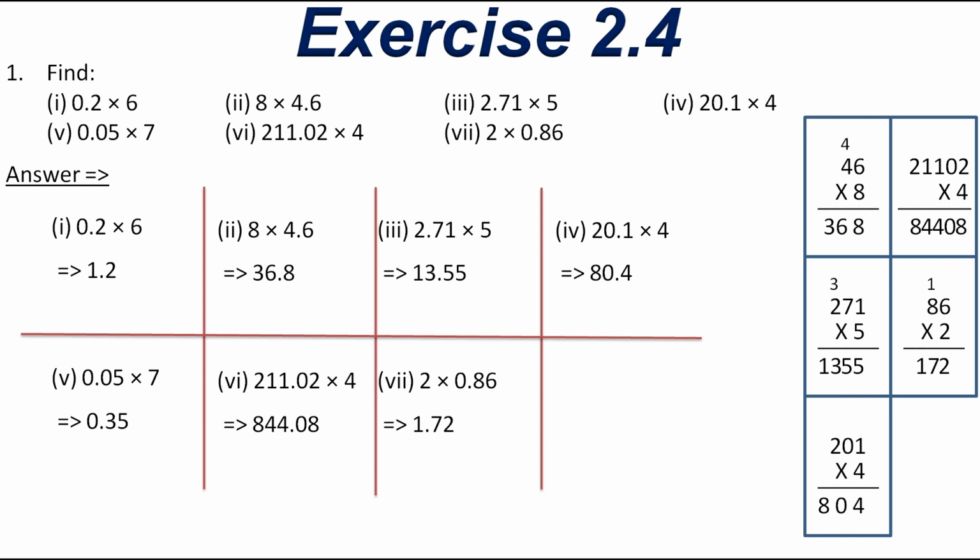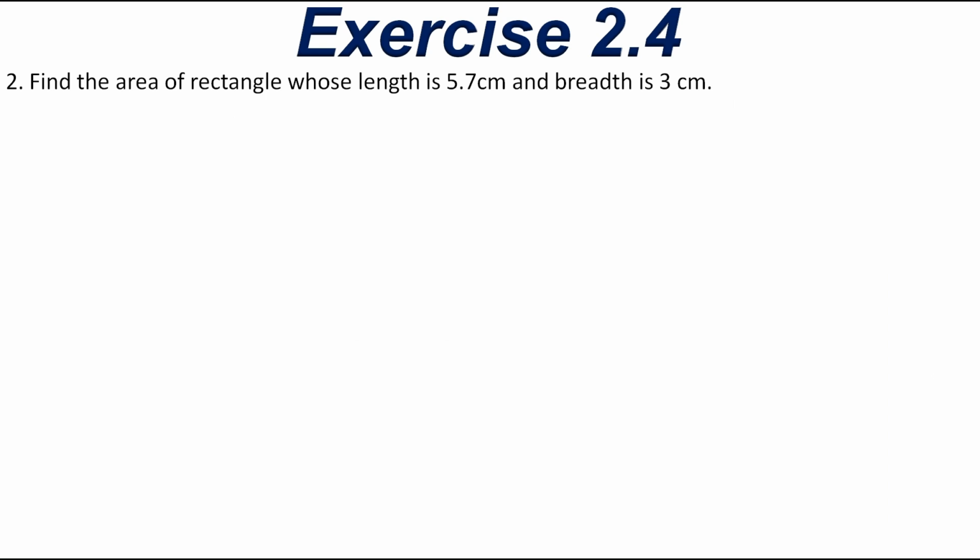Okay. Now let's move to the next question, that is the second one. Find the area of a rectangle whose length is 5.7 centimeter and breadth is 3 centimeter.